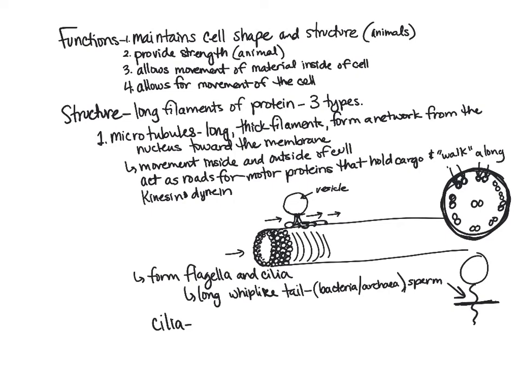Cilia are like little tiny hairs, or short hair-like projections. And these short hair-like projections may move a cell, for example, like bacteria. So bacteria can be covered in cilia rather than a flagellum, and can use that cilia to move itself around, or, like in an animal, it can move material along a cell.